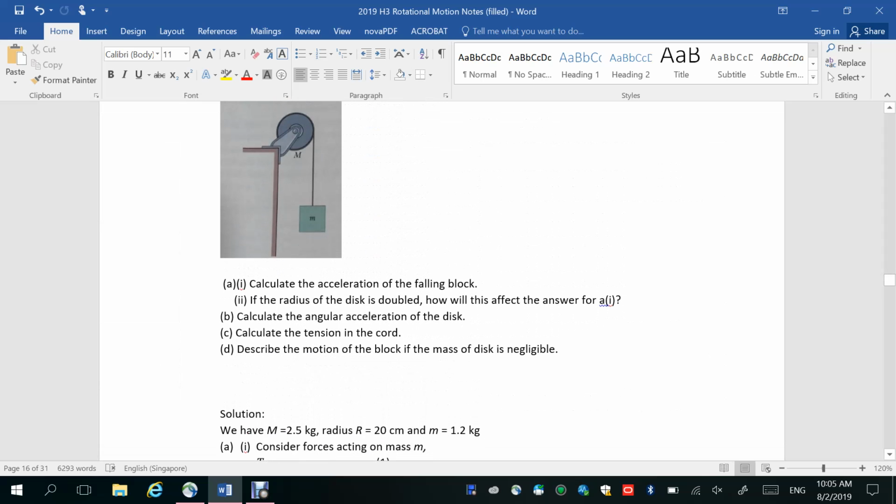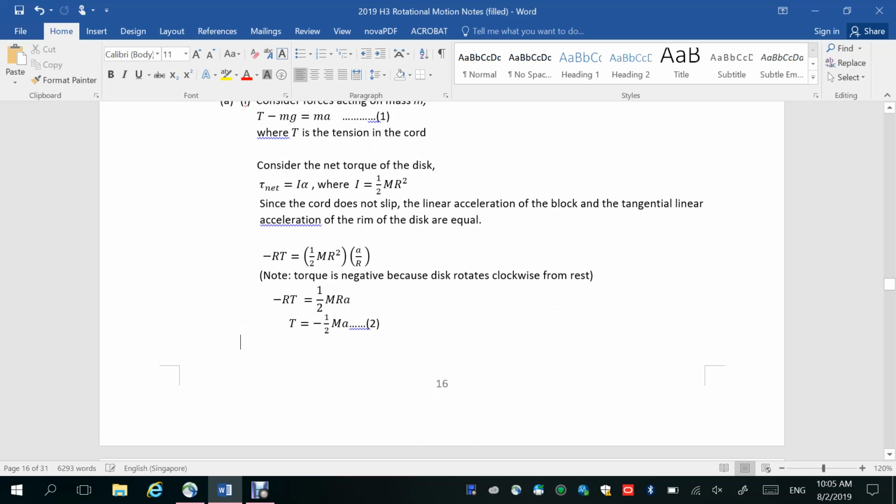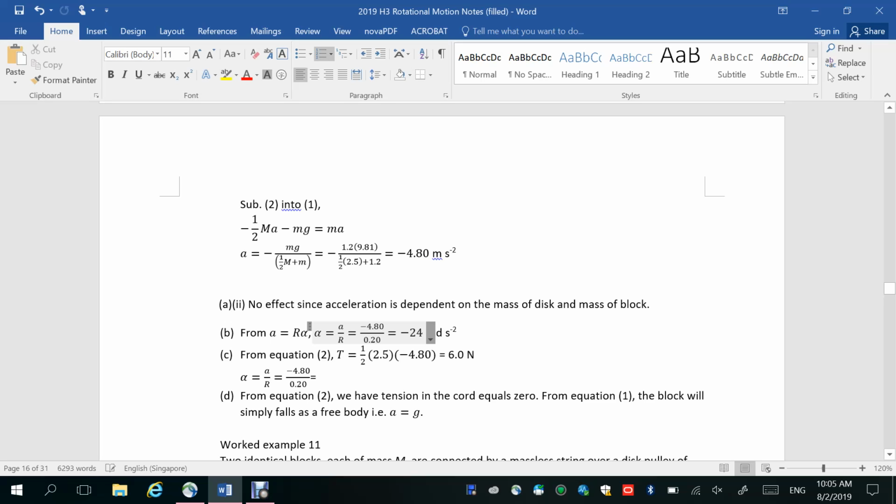Okay, let's take a look at C. Calculate the tension. That's easy also. I can use equation 1 or equation 2 because I have the A, so you just substitute back. So the tension will be 6 Newton.